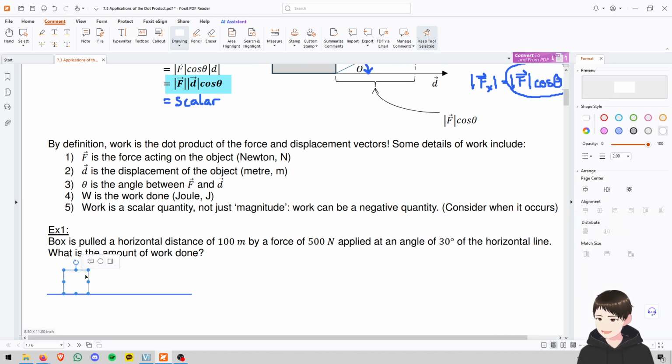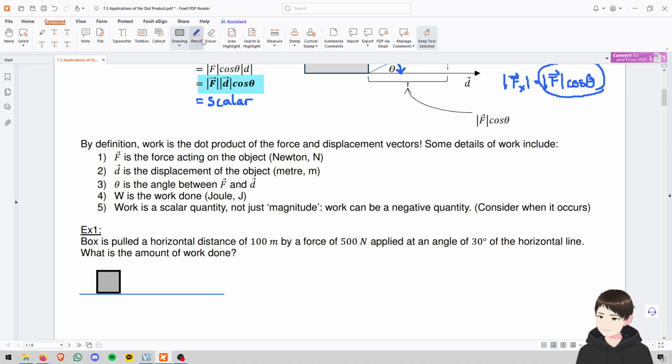And this is not how I want it. There it is. It is pulled by a force of 500 newtons at an angle of 30 degrees to the horizontal. It is 500 newtons, and I know it is pulled a horizontal distance of 100 meters. So that's my displacement.